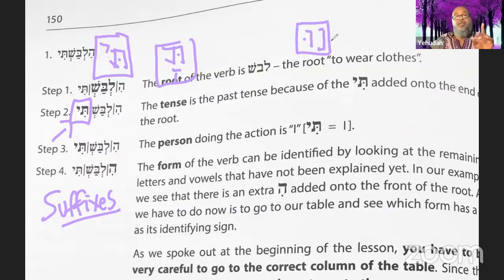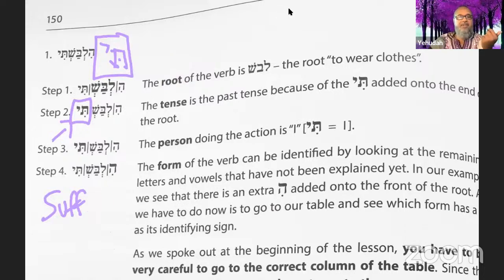Okay, so I remember I sent you last week, I think, a color chart, and on that color chart you can see these endings, and it'll let you know that when this ending's here, it's telling you that this is in the past. Okay, so you have to know your endings, but once you know those pieces to your puzzle, you're fine. Okay, step number 3, the person.